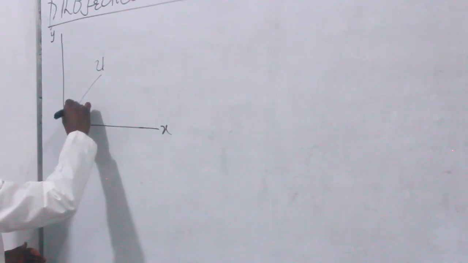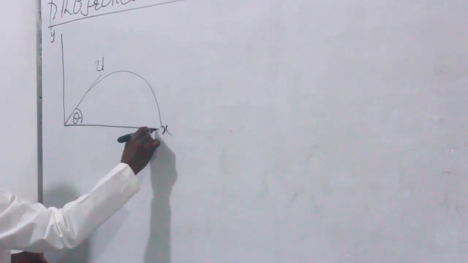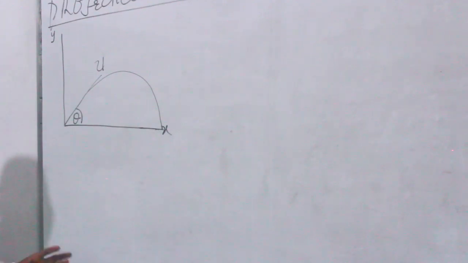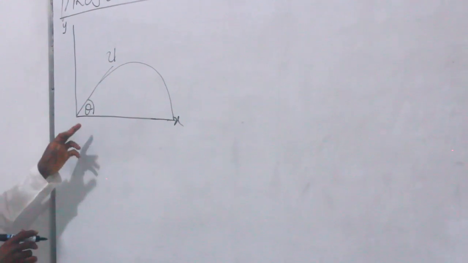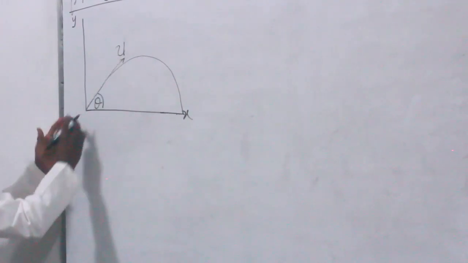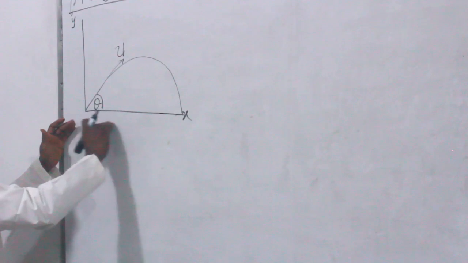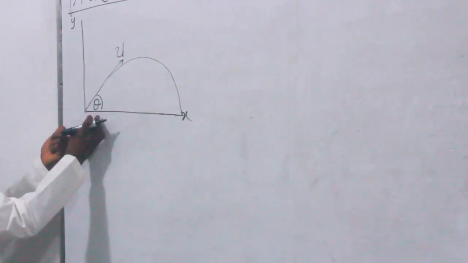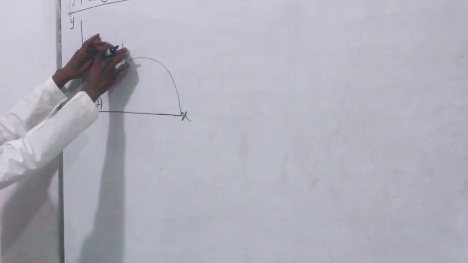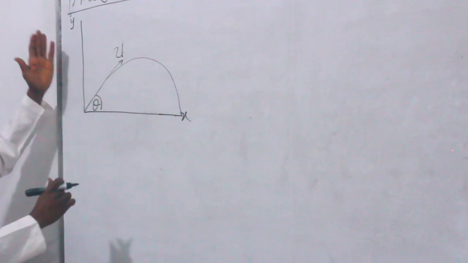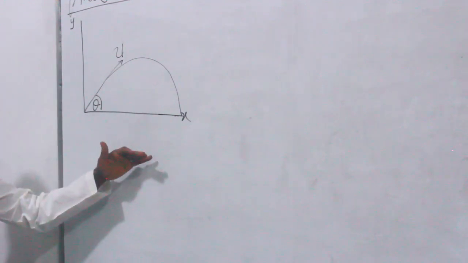It describes a path which is parabolic in shape. So in this case, there are two important things. This particle is not thrown vertically upward and it's not thrown horizontally. It's thrown at an angle to the horizontal. Then the velocity with which the object is being projected has both vertical and horizontal components.